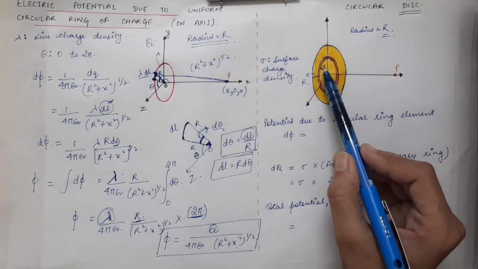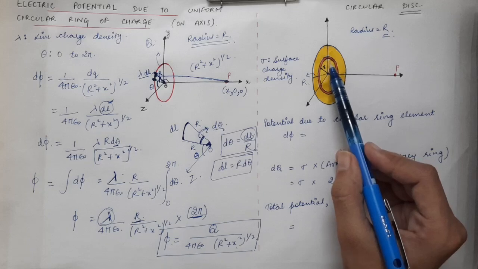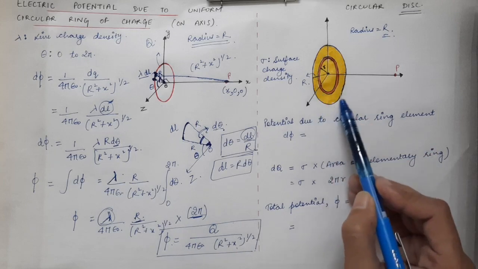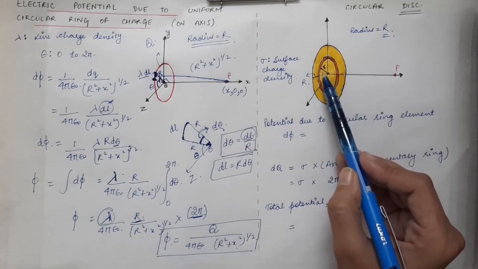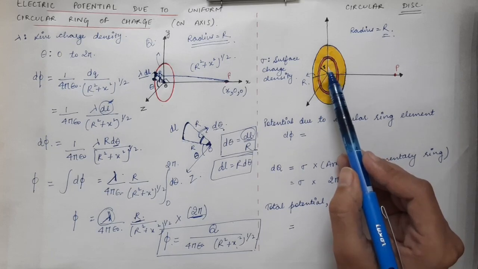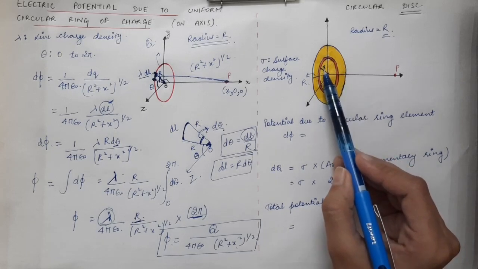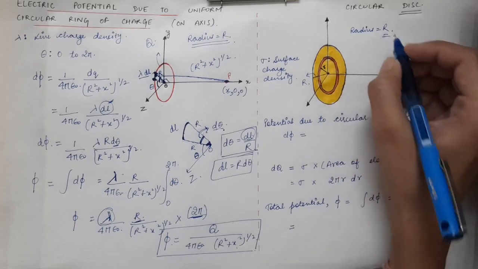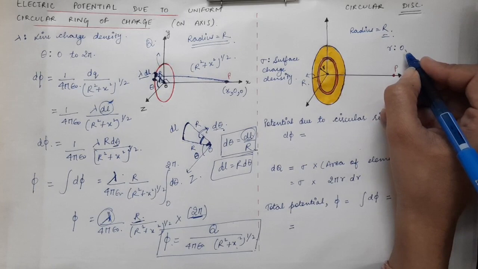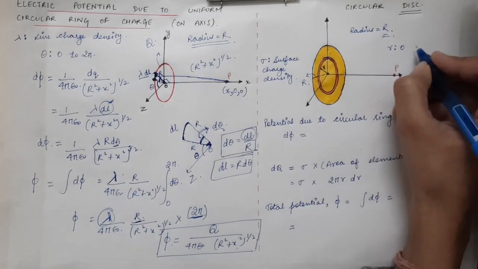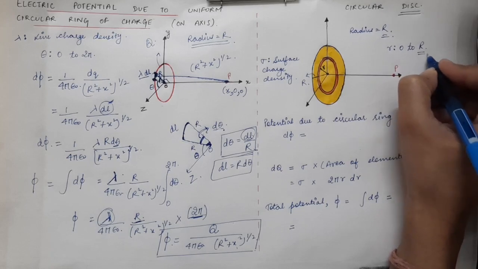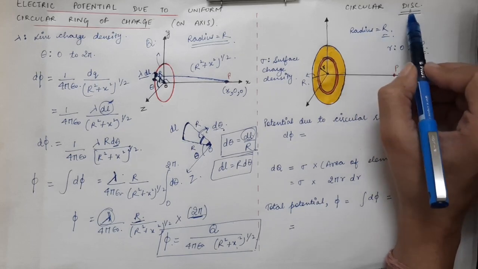So in this article small r will be the variable. You can draw an elementary ring over here in the outer portion, as well as in the inner region you can draw an elementary ring of a smaller radius, meaning this small r is a variable. So small r will vary from 0, the minimum radius of the elementary ring, to the maximum radius of the elementary ring, which is capital R, the radius of this circular disc.